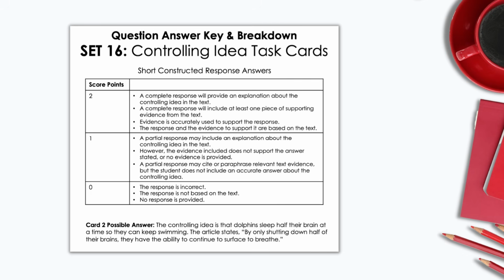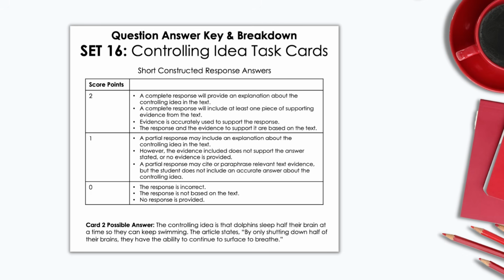So here, if you're getting 2 points, students have a complete response that is explaining the controlling idea. It also includes at least one piece of supporting evidence. The evidence is accurate to support their response, and the response and the evidence are both supported with the text. 1 point is a partial response that might include an explanation of the controlling idea, but not evidence, or a partial might be just paraphrasing straight from text evidence. And 0 is either the response is inaccurate, the response is not based on the text, or they do not provide a response. So here's what this question might look like with its answer.